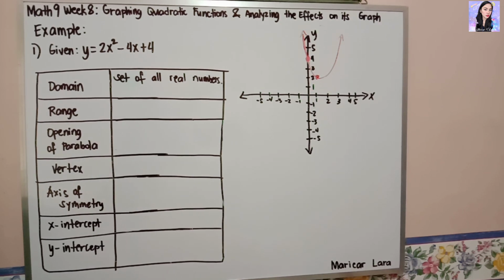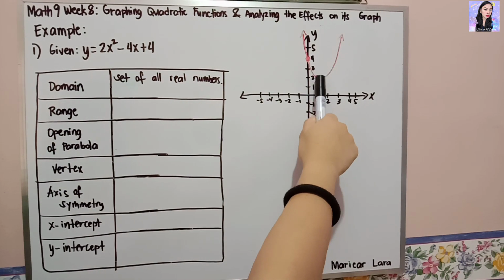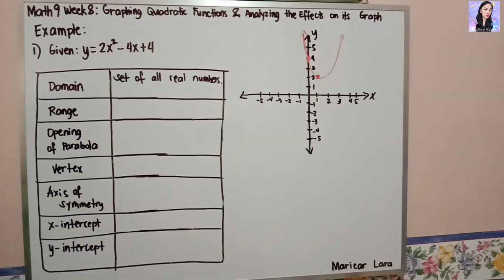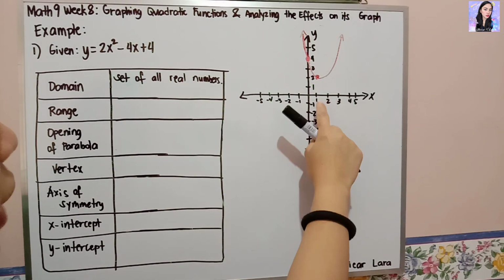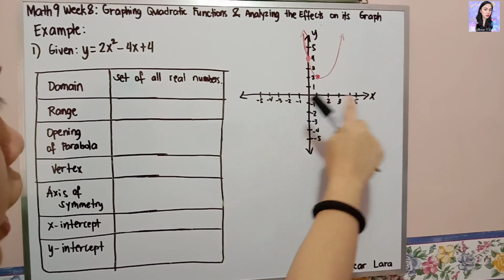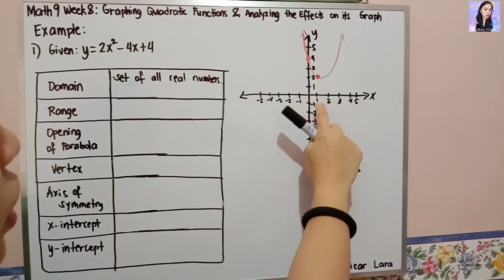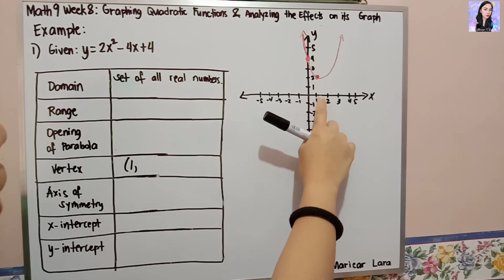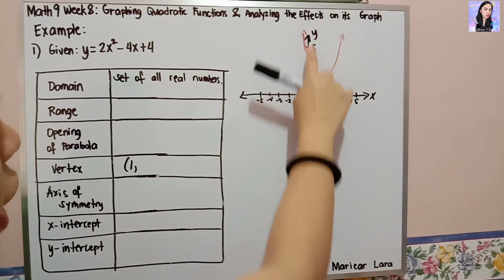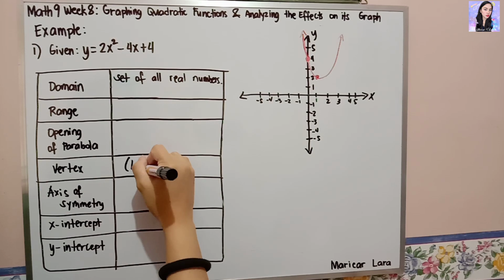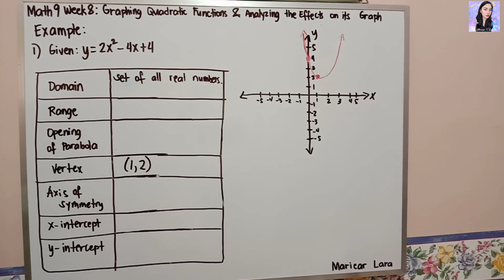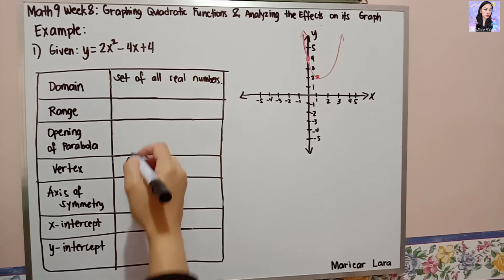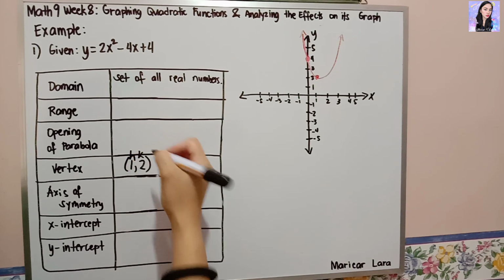So, para mas mapadali, ay kuhanin muna natin yung vertex. So, ito yung ating vertex. Yung nasa pinakagitna sa ilalim ng ating graph. So, siya ay nasa tapat ng 1. So, unang titingnan yung x-axis. So, sa tapat ng 1. So, 1. And sa tapat ng 2 naman dito sa y-axis. So, ang ating vertex ay 1 and 2. So, ito yung ating h and k.